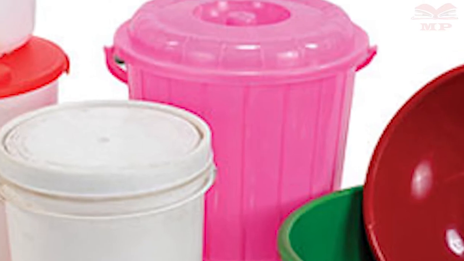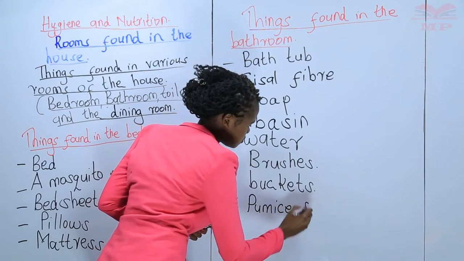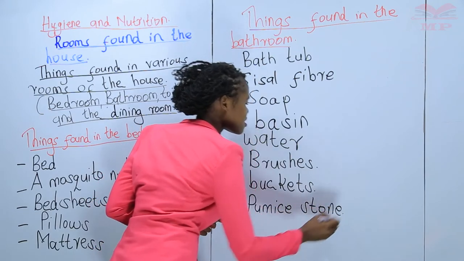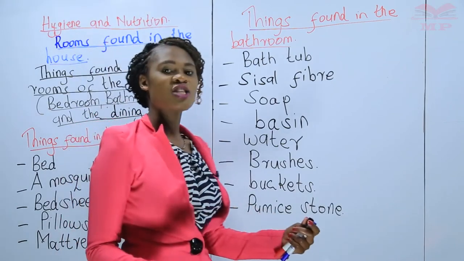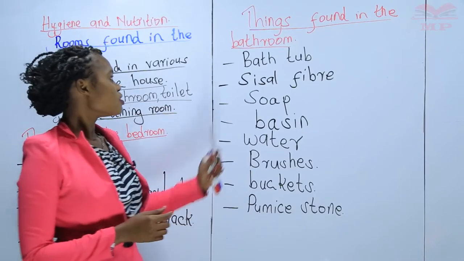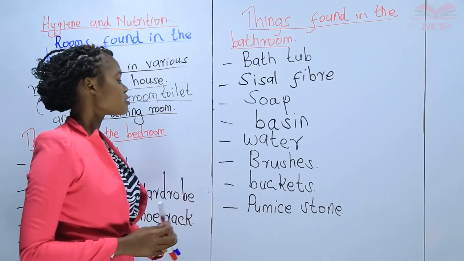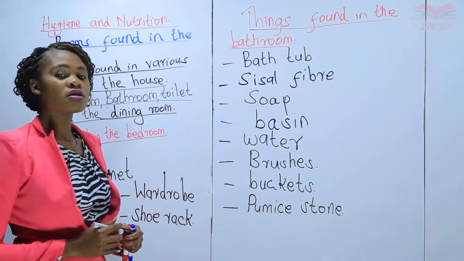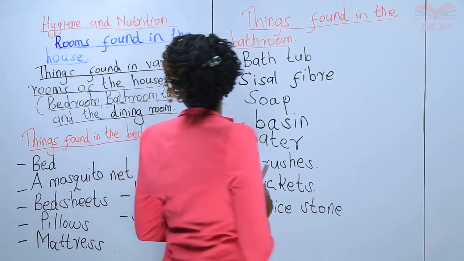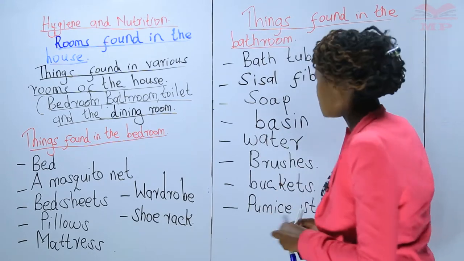Then the last one, we have what we call a pumice stone. Now, a pumice stone is a stone that we use to scrub our feet. So these are some of the things that we can find in a bathroom. We have a bathtub, sisal fiber, soap, basin, water, brushes, buckets, and a pumice stone. Then the last part, not the least, we are going to find out some of the things that are found in the toilet.